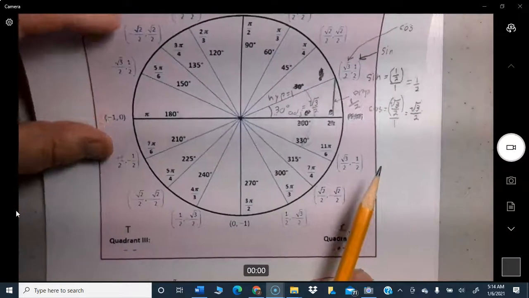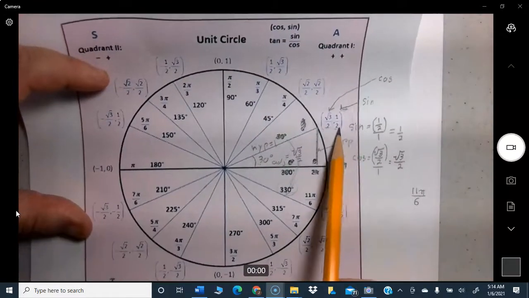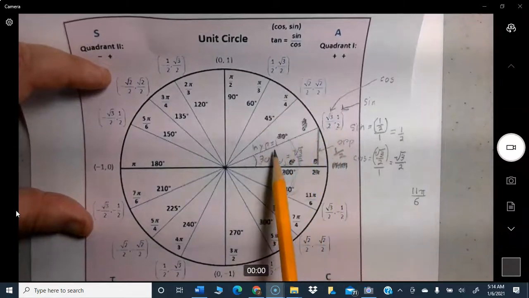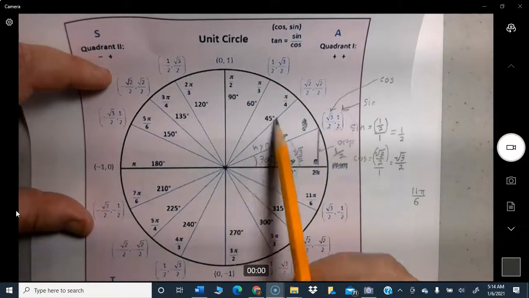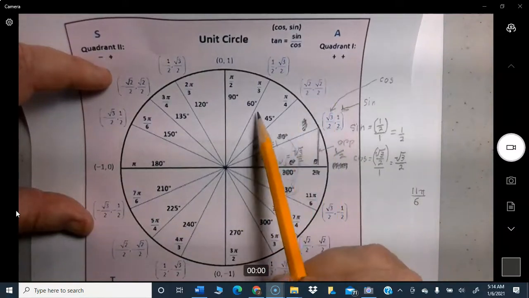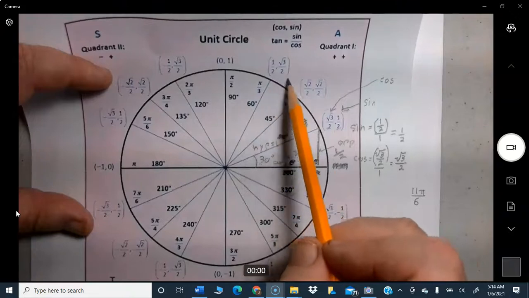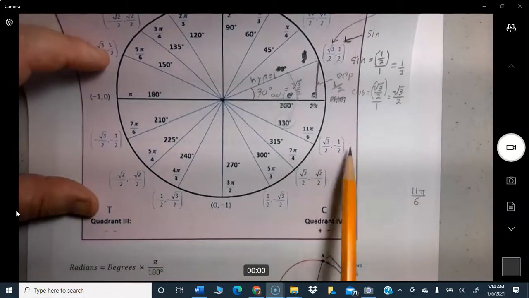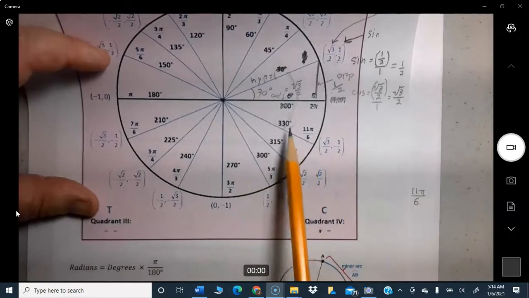So remember what we said. The second number in these pairs is a sine. So for example, the sine of 30 degrees is 1/2. The sine of 45 is square root of 2 over 2. The sine of 60 degrees is square root of 3 over 2, and so forth. So you'll notice you see the negative 1/2 right here for this angle that we just identified.